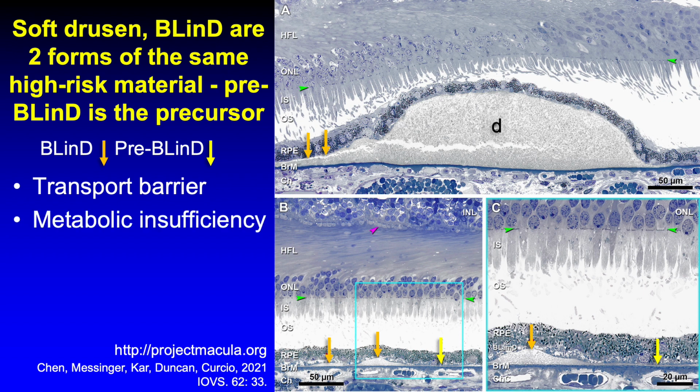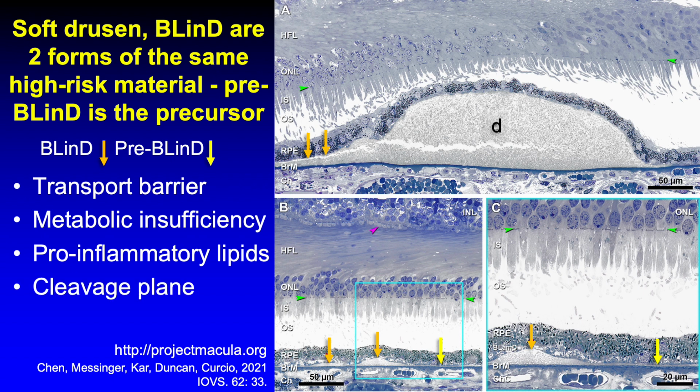Drusen lipids can be peroxidized to create pro-inflammatory intermediates, and by virtue of biomechanical fragility, they form a cleavage plane for invading choriocapillaries. As drusen grow, they move the RPE away from the choriocapillaris, adding to RPE hypoxia and stimulating migration into the retina, like we just saw.